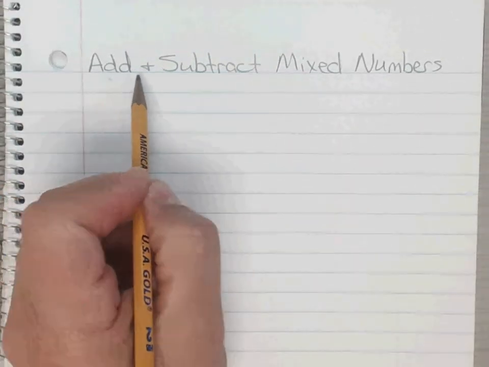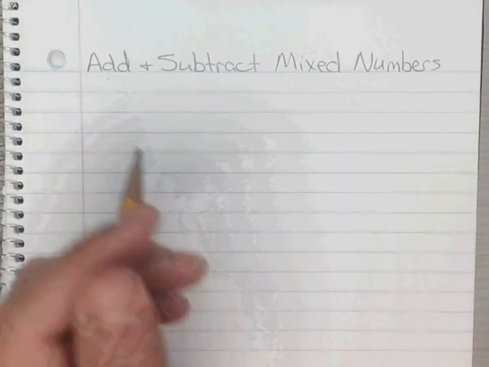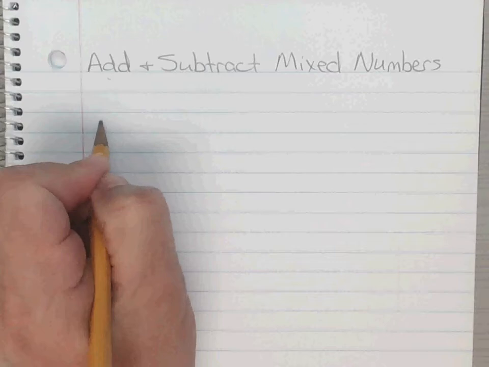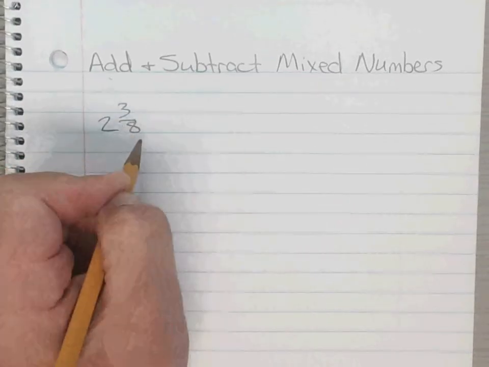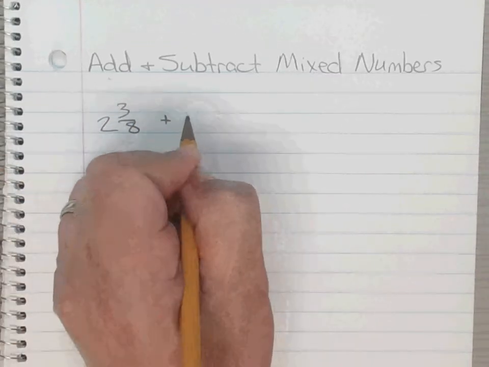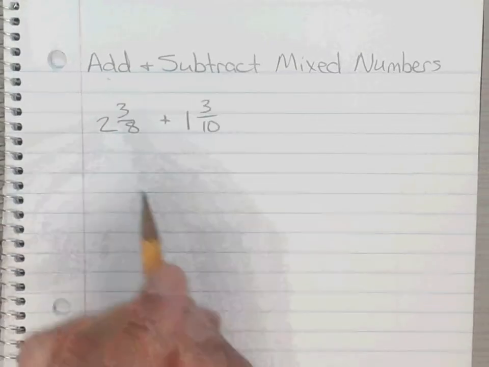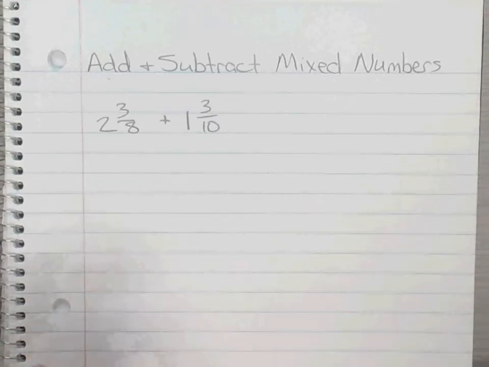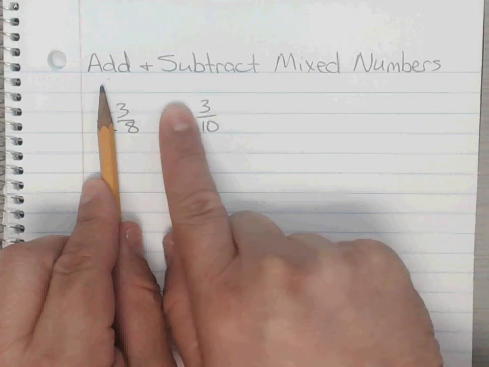Let's add and subtract mixed numbers. Adding and subtracting mixed numbers is just the same as adding and subtracting fractions, except with mixed numbers, we're going to throw in a whole number. So let's do 2 3/8 plus 1 3/10. Now, just like regular fractions, we can't add 3/8 and 3/10.